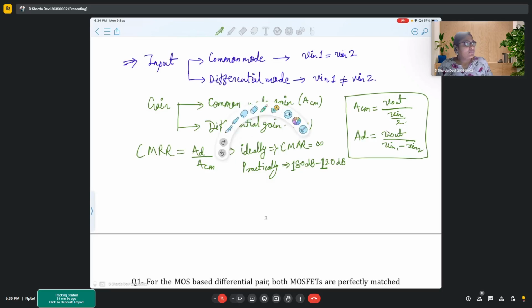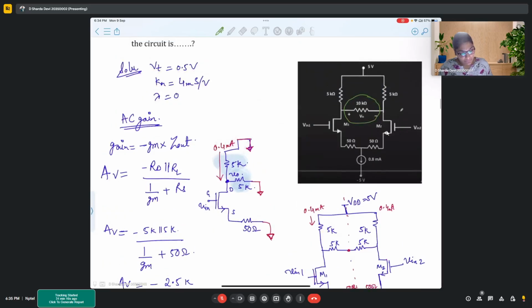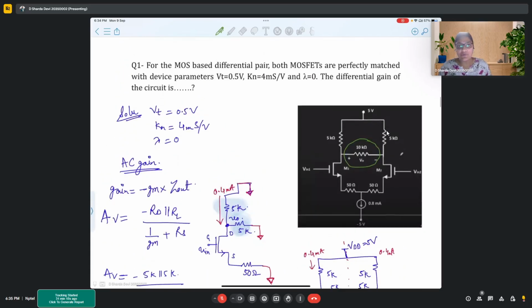Now, moving on to the next problem. So is this clear? Basically, what is a differential amplifier? How do we use them and everything?